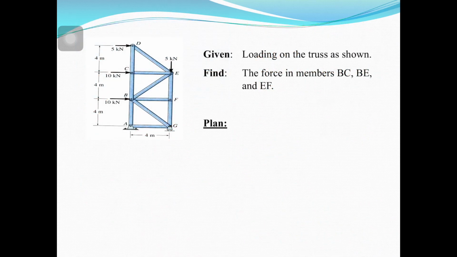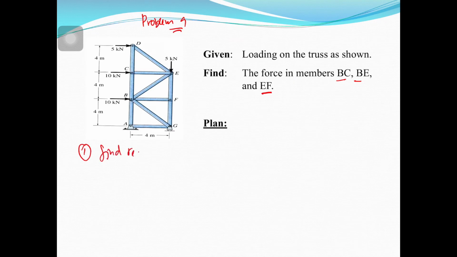Now we go into the next problem. I think this is problem number 9. You have a loading on the truss. Find the force in members BC, BE, and EF. So they specifically tell you which members you want to find. So this is the method of section.